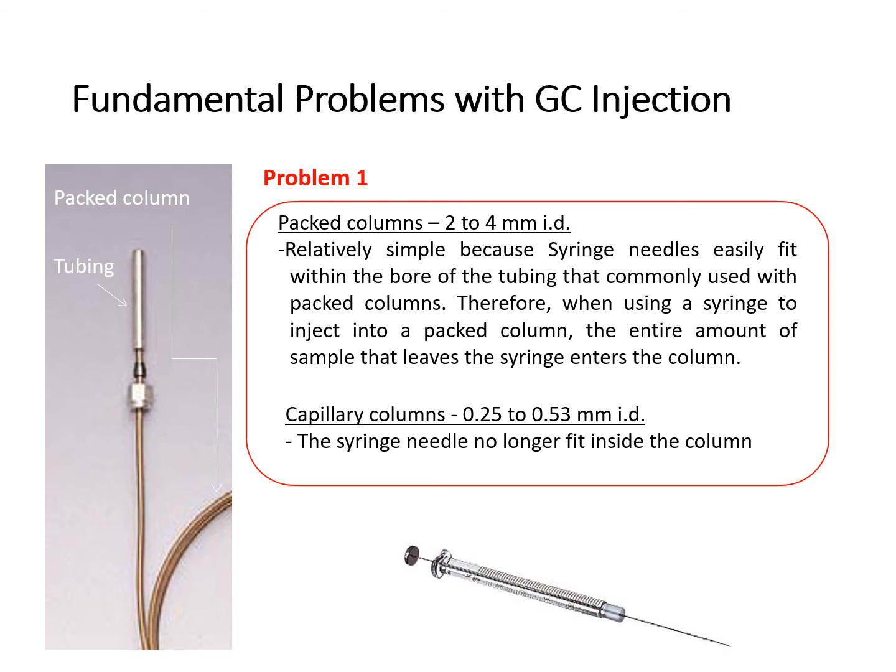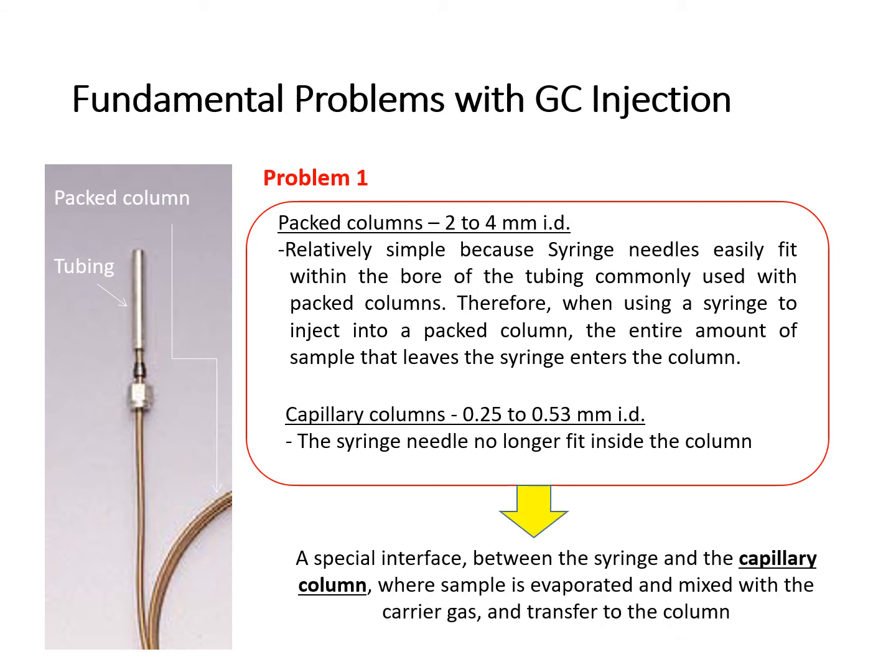So now, a special interface between the syringe and the capillary column is needed, where the sample will be evaporated and mixed with the carrier gas and transferred to the column, in this case class. So this is problem number 1.